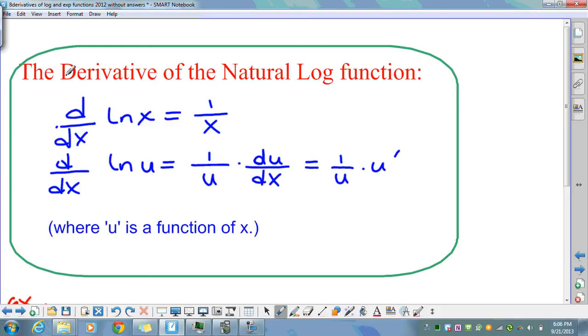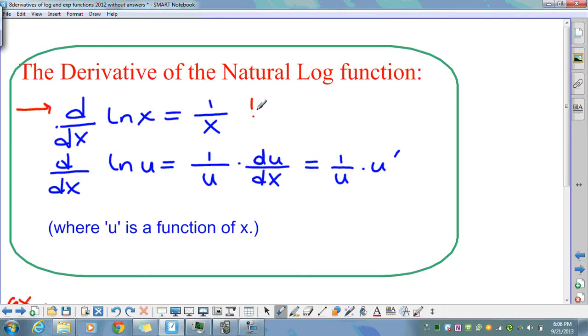So let's first take a look at what the rule says. We'll do some examples, and then we'll come back and try to understand where the rule comes from. We're going to take a look at a quick proof of this rule. So the rule says the derivative of the natural log function, if it's natural log of x, will be simply 1 over x.